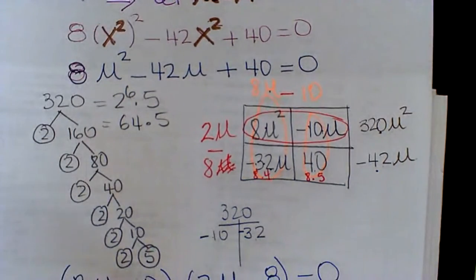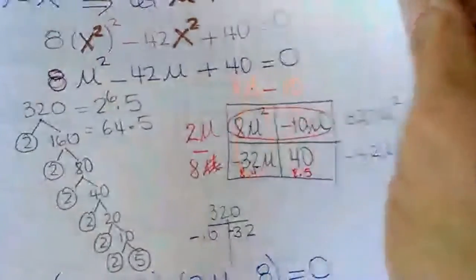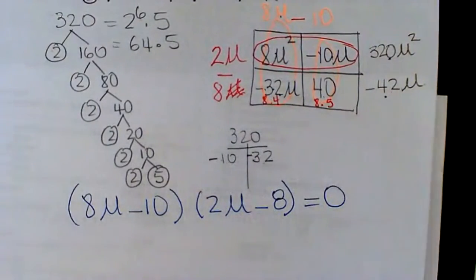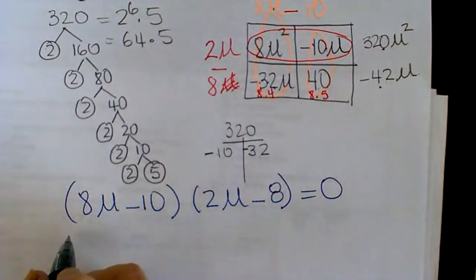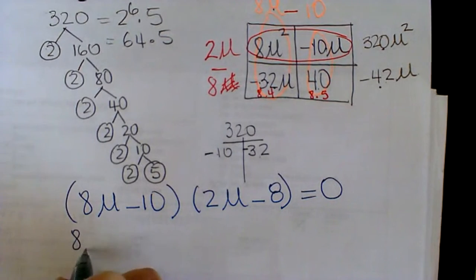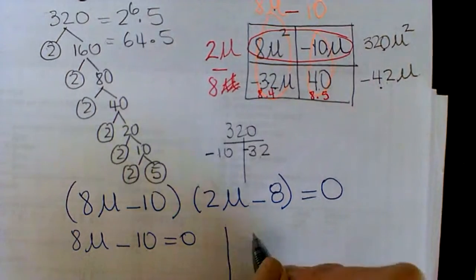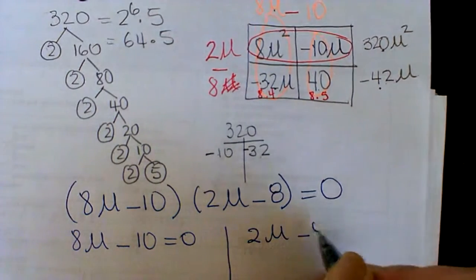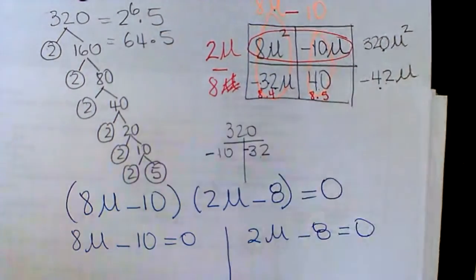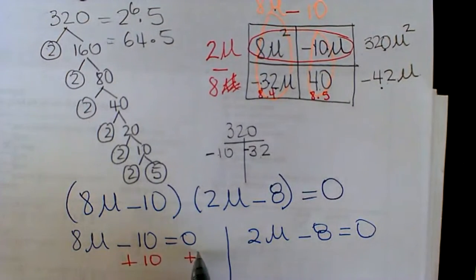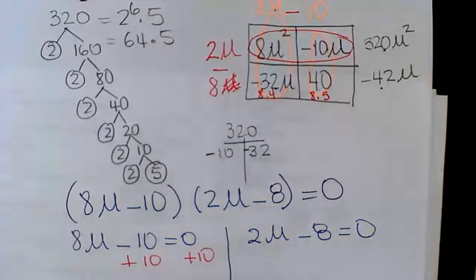Okay, let's keep going. So we have this. Now we're going to apply the zero product property, right? Where 8u minus 10 is equal to 0 and 2u minus 8 is equal to 0. So we're going to be adding 10 on both sides. So this is going to be 8u equals to 10.